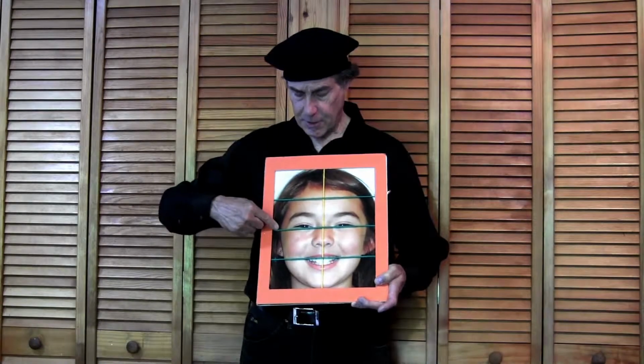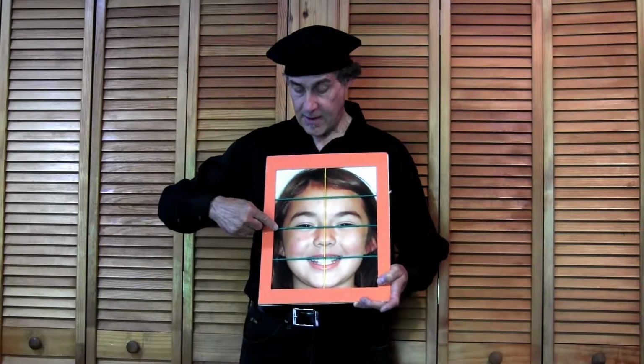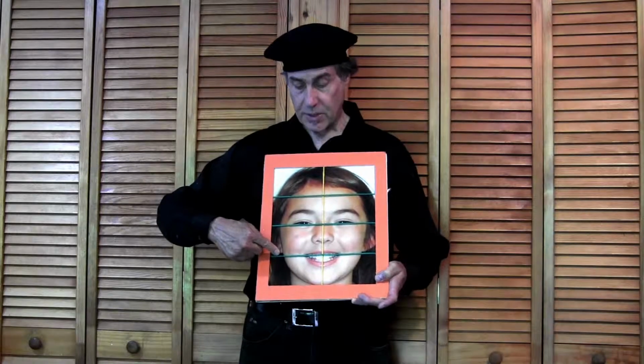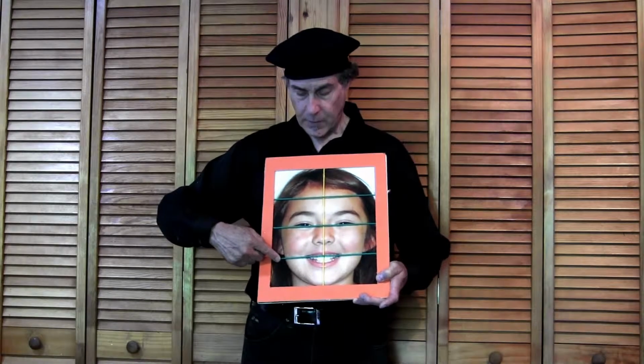And the ears, the top of the ear lines up with the eye. The bottom lines up with the top of the mouth. So it looks like the bottom of the ear is what fraction down? 3/4, right.